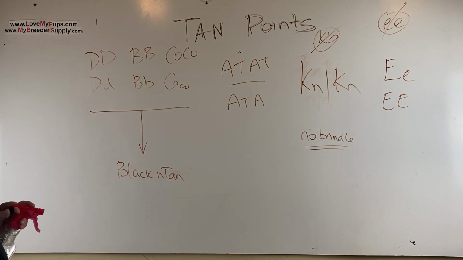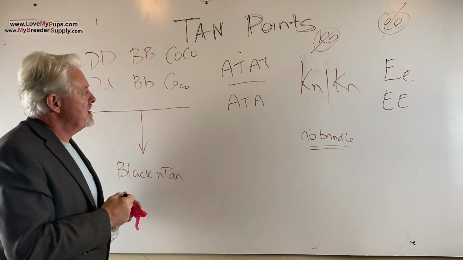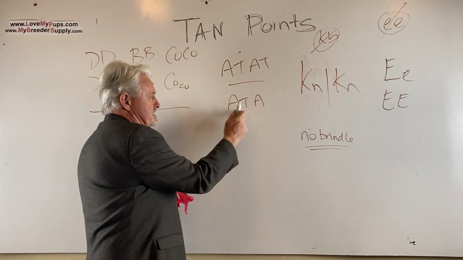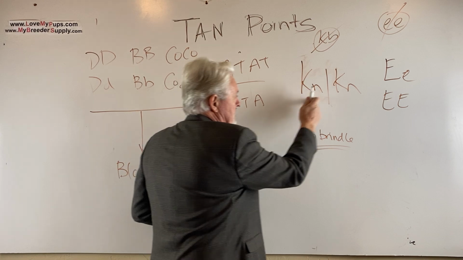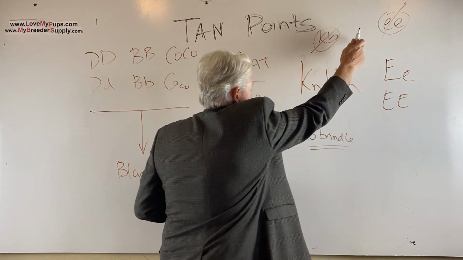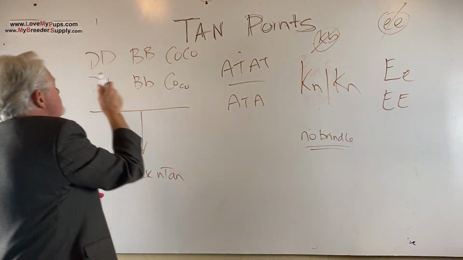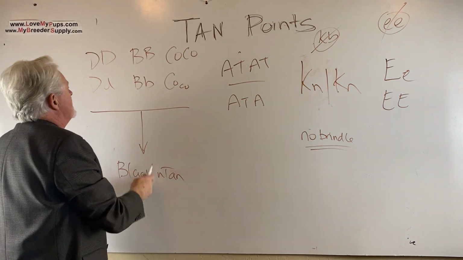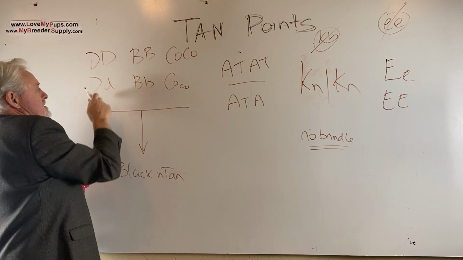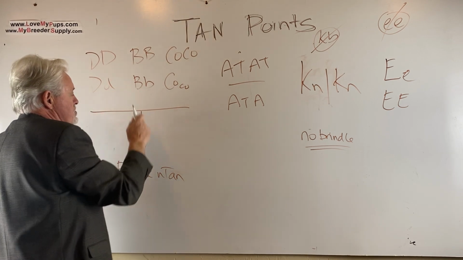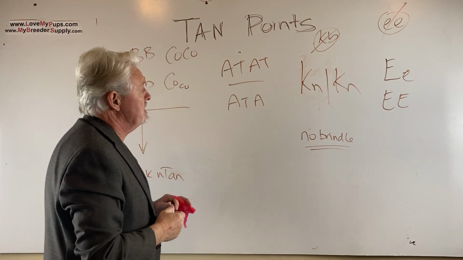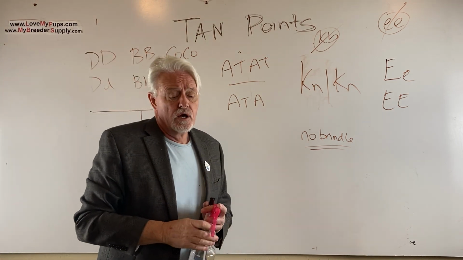So just to go over this one more time, the dog has to have the right copy on the A locus for tan points, ATA or ATAT. Cannot be brindle, can't be cream. If you've got that and you don't have blue or chocolate in full force present, you get a black and tan. If you've got 2 copies of blue, it's a blue and tan. If you have 2 copies of chocolate, it's a chocolate and tan. If you have these together, it's some version of a lilac and tan. That's it. It's really relatively straightforward.